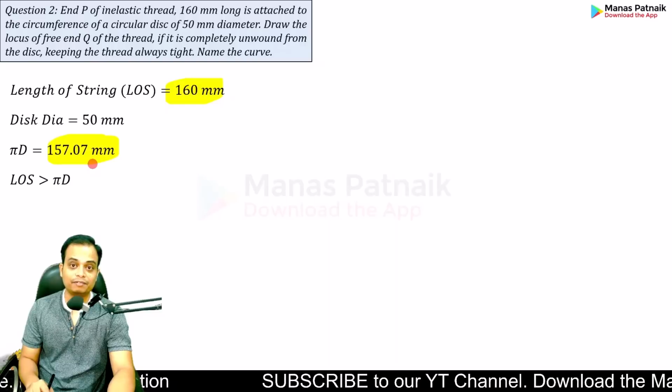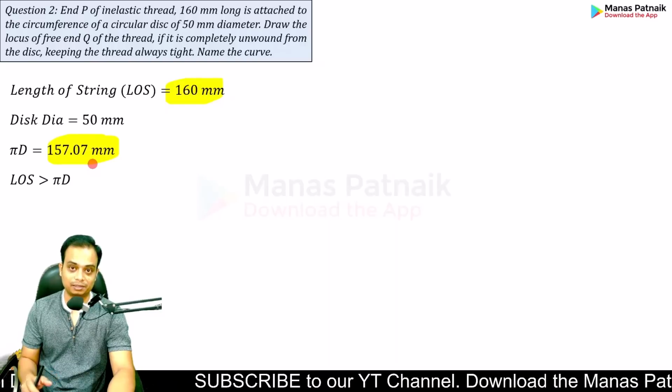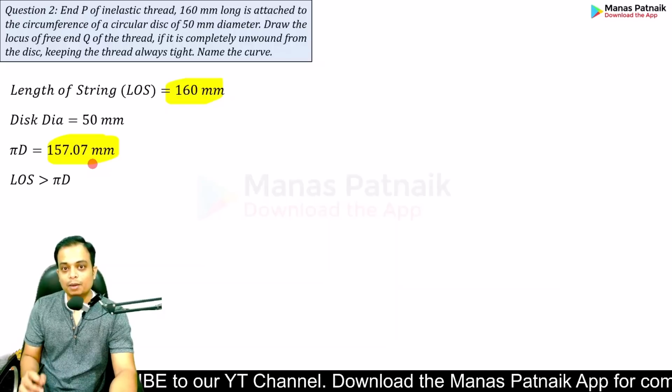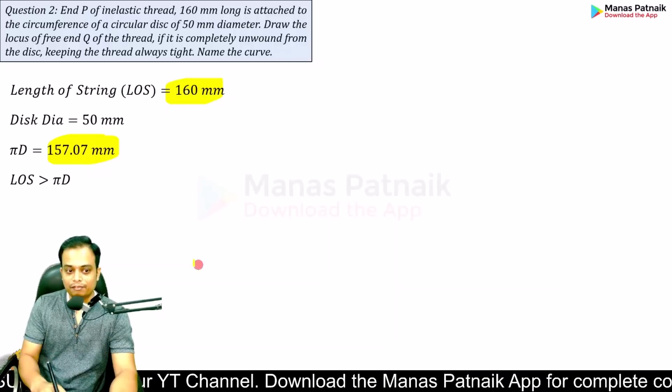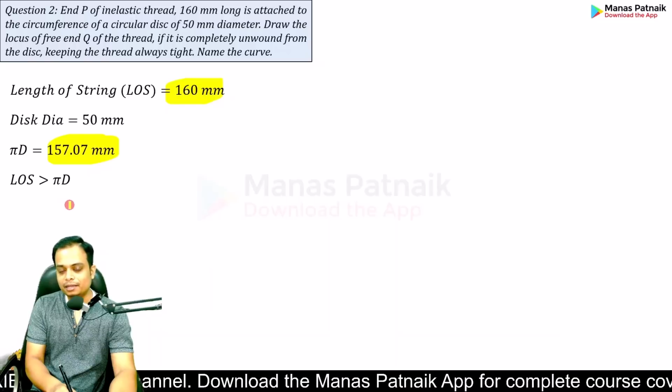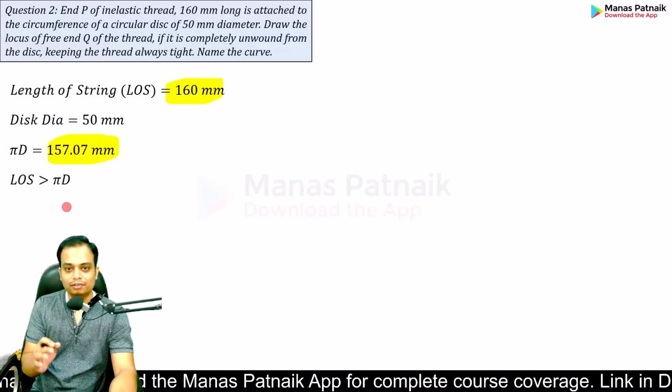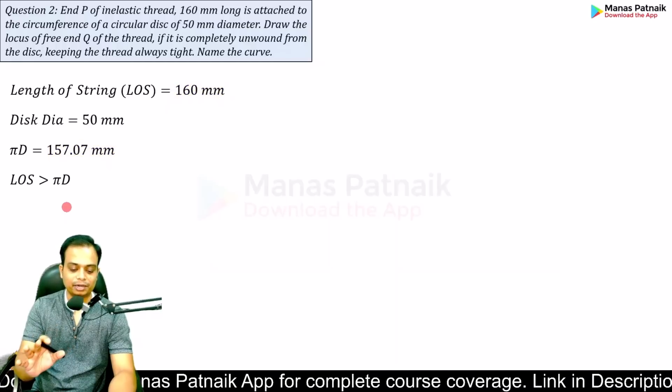So a bit of advanced construction will take place. Point P will be slightly beyond point 12. If length of string is less than pi d, then point P will be slightly before point 12. You'll understand what I'm trying to say.